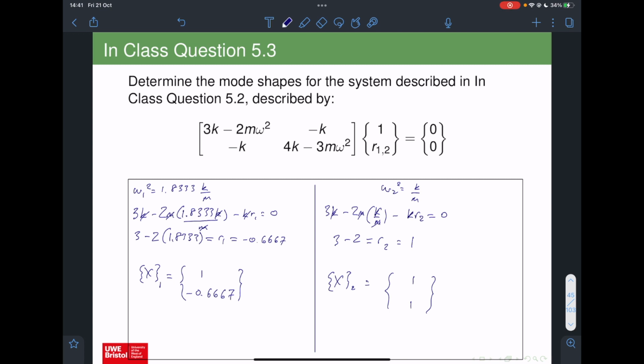Notice that the values of k and m have no impact on the mode shapes. K and m are not featured in this solution. So if you've got the same layout with different values of k and m all over the place, like I said, the mode shapes will be the same.